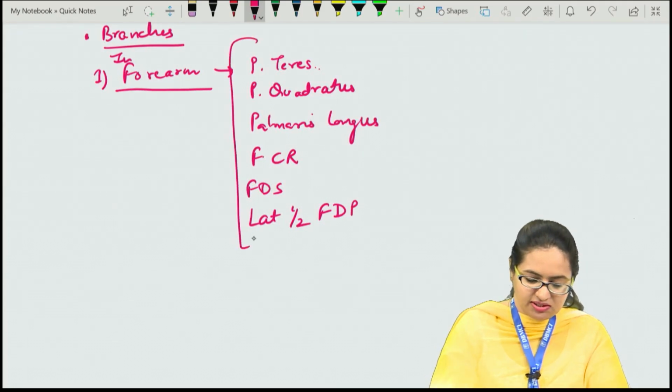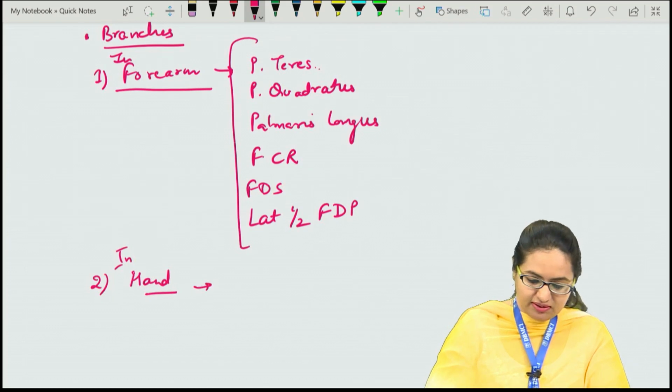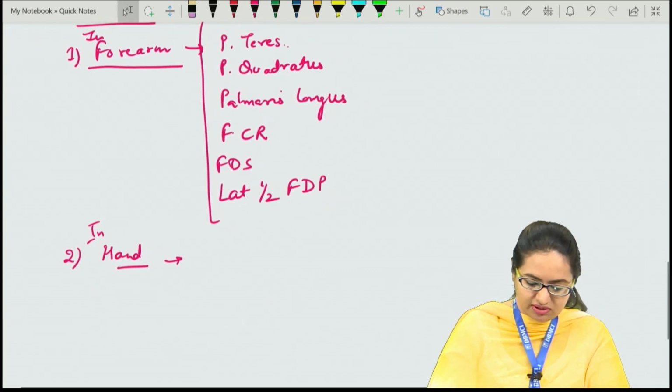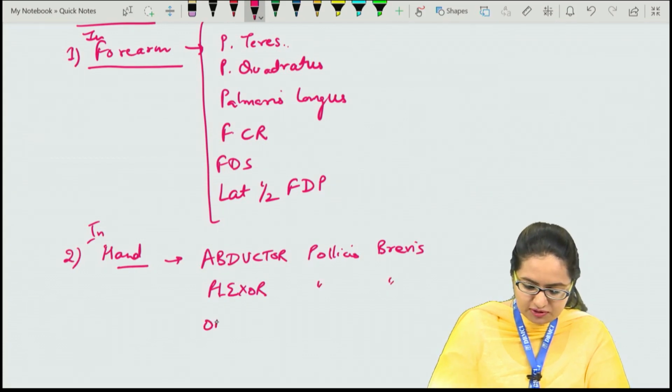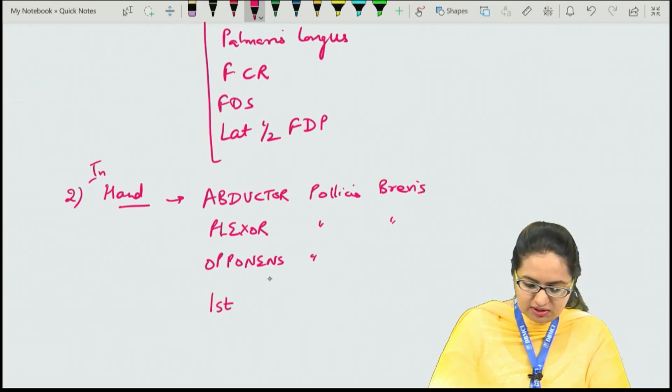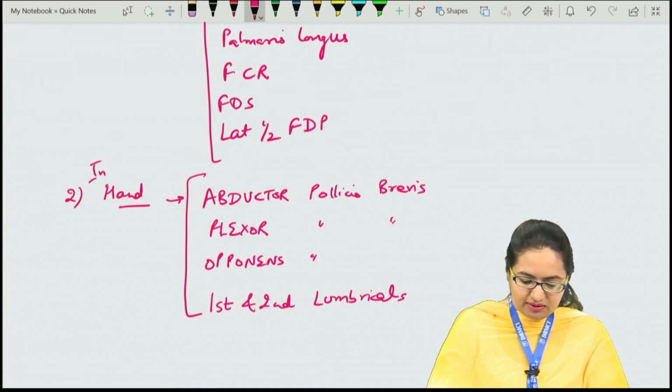So all these muscles are supplied by the median nerve, and when we reach towards the hand, it supplies the three thenar muscles. It includes the abductor pollicis brevis, then the flexor pollicis brevis, and the opponens pollicis. Apart from this, it also supplies the first and second lumbrical. So these are the muscles supplied by the median nerve in the hand.